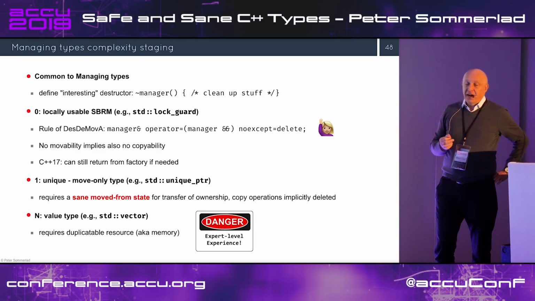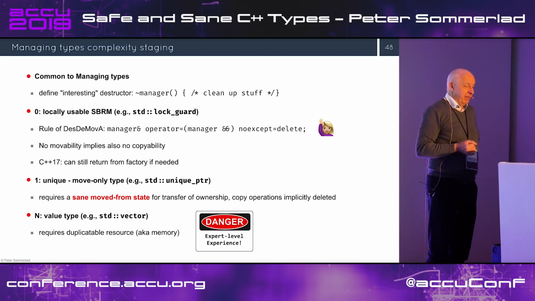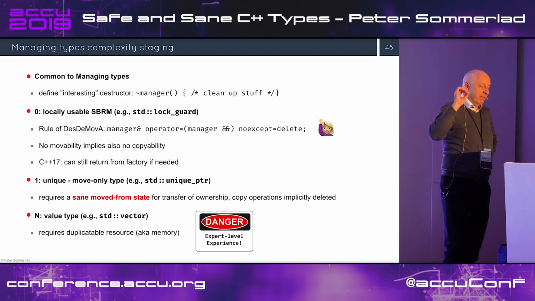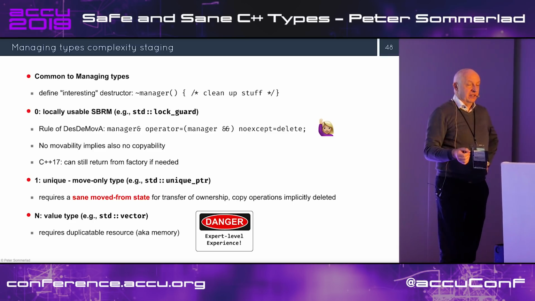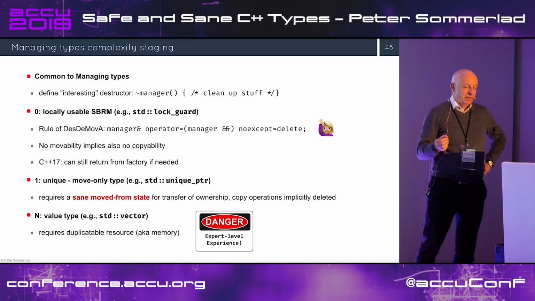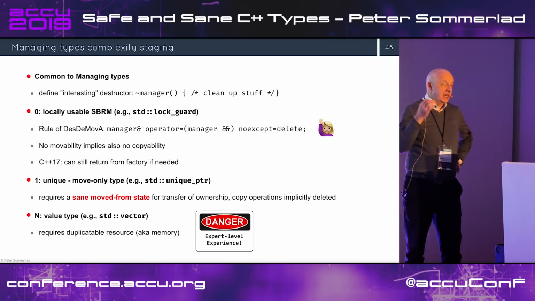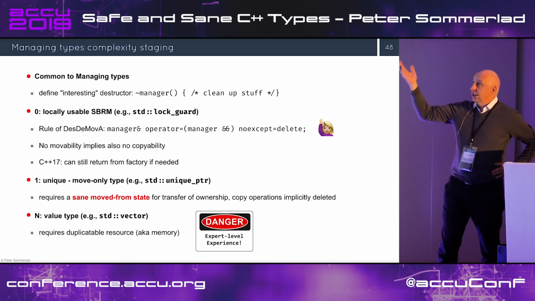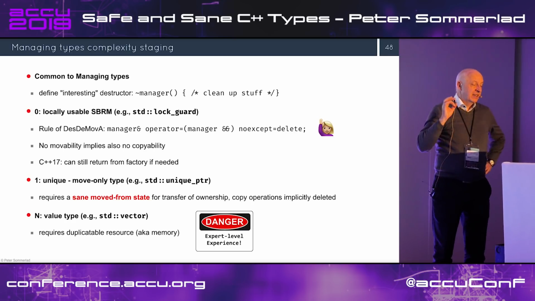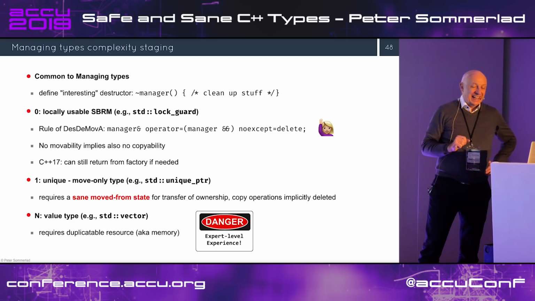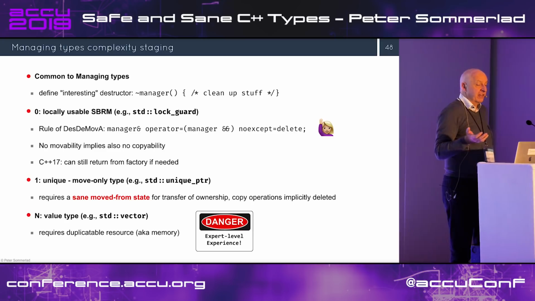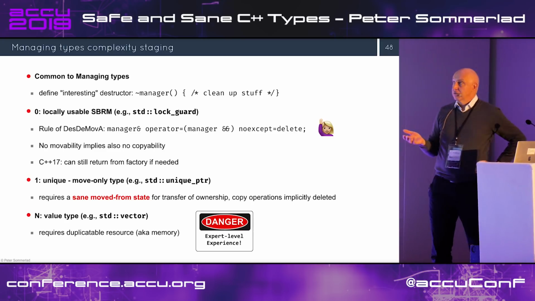So how do you figure out if something is a managing type? Whenever it has a user-provided destructor, then it is a managing type. Typically, such a managing implemented destructor that's not defaulted or empty does something. So the level 0 is used for scope-based resource management, like LockGuard.